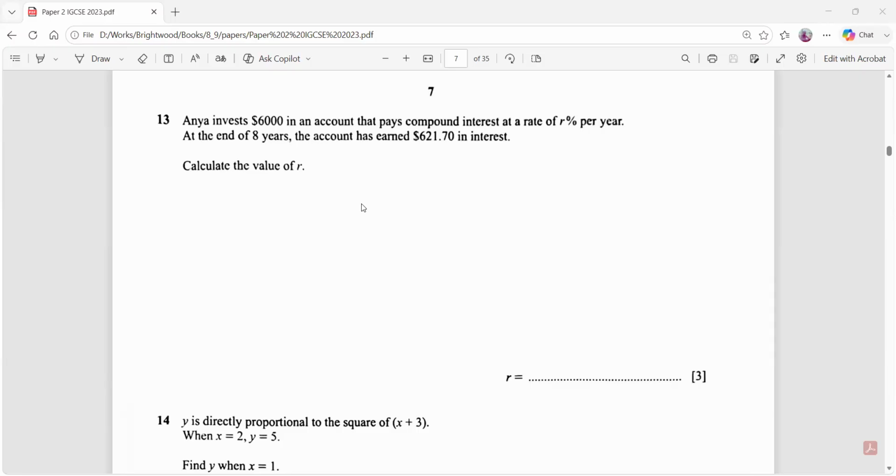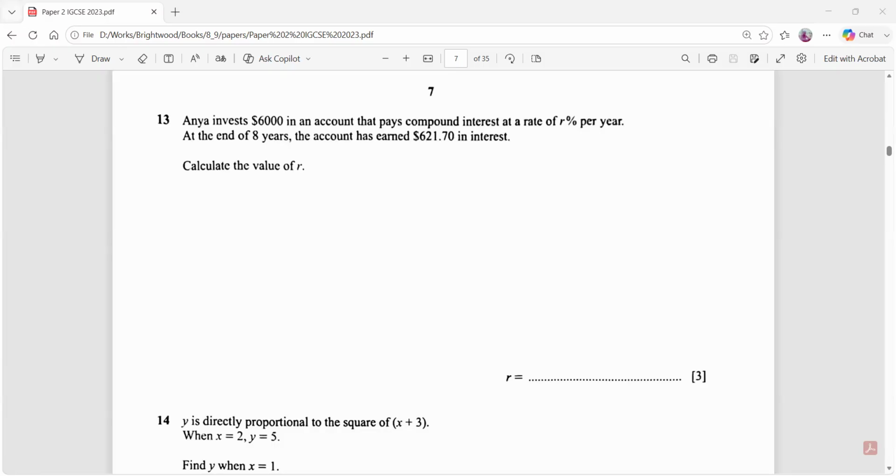$6,000 in an account that pays compound interest. Not simple interest, it's compound. Compound means it increases annually, at R% per year. At the end of 8 years, the account has earned $621.70 in interest. Calculate the value of R. When you are doing this one, you have to remember.